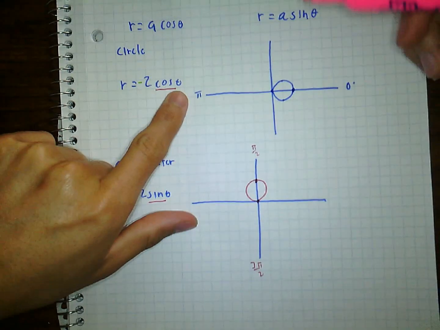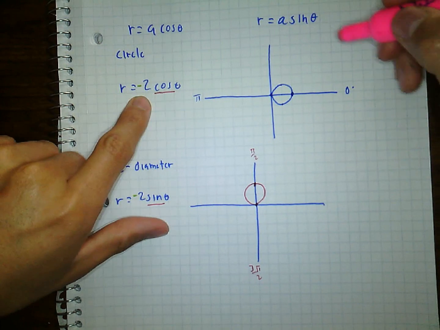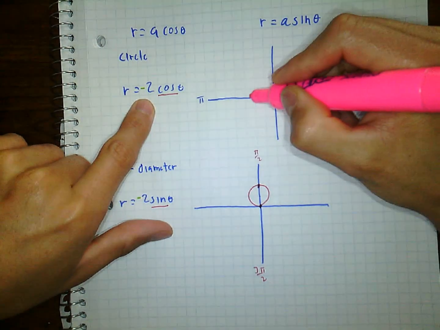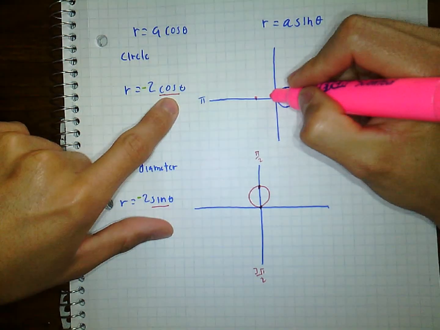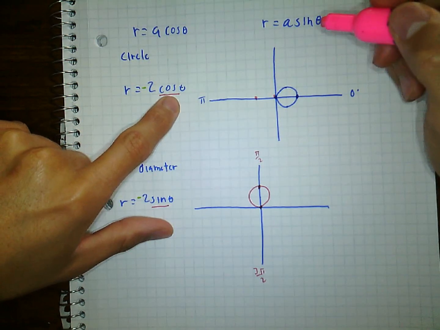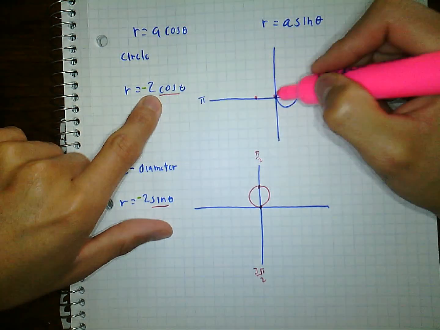So this time, cosine of 0. Cosine of 0 is 1. 1 times negative 2 would be negative 2, which would mean that at 0, I would have to be negative 2 units, so that would be about right here. If I plug in pi over 2, that still gives me 0. If I plug in pi, cosine of pi is going to give me negative 1. Times negative 2 gives me 2, so if I go towards pi 2 units, that gets me here.